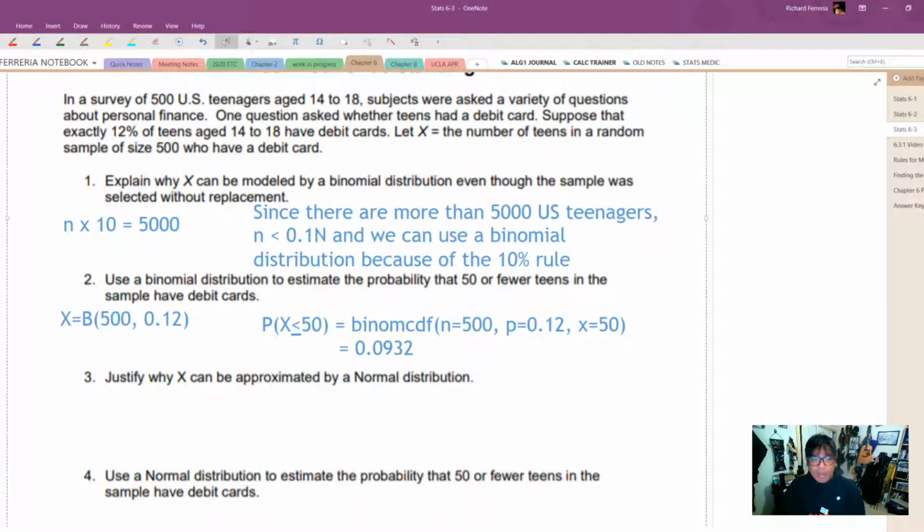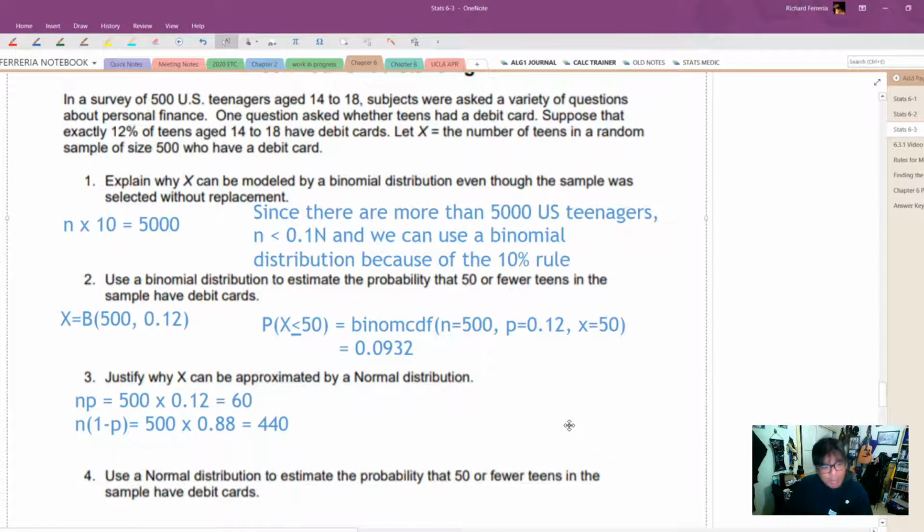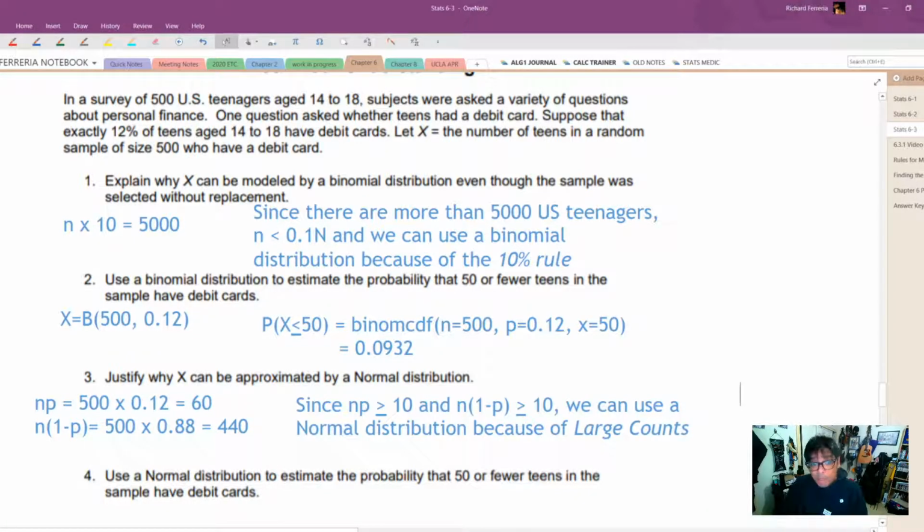Now, for number 3, can we explain why this can be approximated by a normal distribution? So let's check out np and n times 1 minus p, because we're going to justify the large counts condition, and we get 60 and 440. Both of those are greater than 10. So we can use a normal distribution. When you're doing this on your paper, you are going to want to show the numbers substituted into the formula, and you want to show the answers here. Otherwise, it doesn't look like you're actually computing the conditions for the large counts. So make sure you write down everything. Since np is greater than or equal to 10 and n times 1 minus p is greater than or equal to 10, we can use a normal distribution because of large counts.